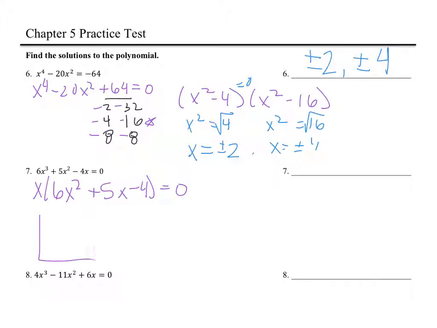So I'm going to use my box to factor 6x squared, negative 4. So multiply to get negative 24, add together to get 5. Those two numbers would be negative 3 and positive 8. Those should have x's with them. They should add to get positive 5x. What do these two have in common? They have a 2 and an x in common.